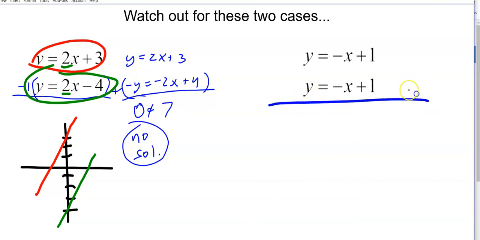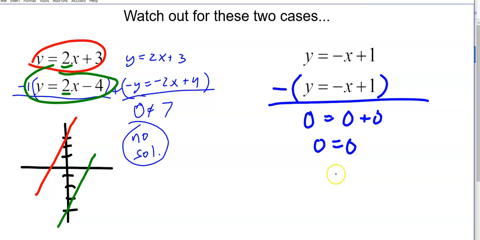With this one, let's just, instead of multiply by -1, let's just subtract these two. So you get y minus y is 0. Negative x minus negative x is 0. You get 1 minus 1 is 0. So I end up getting 0 equals 0. Well, is that always true? I think that is always true, right? So this would be a case where there is an infinite number of solutions. And let's talk about why that is.